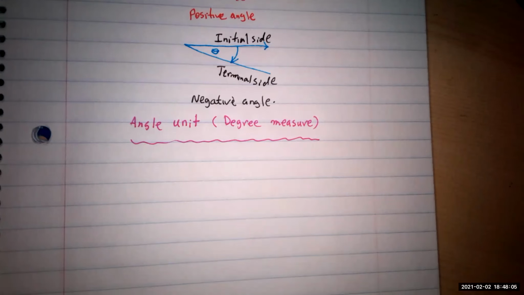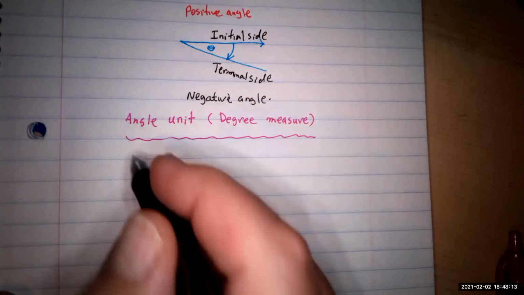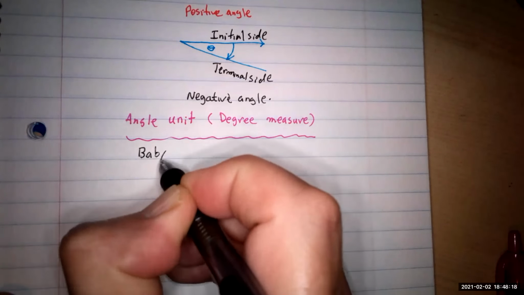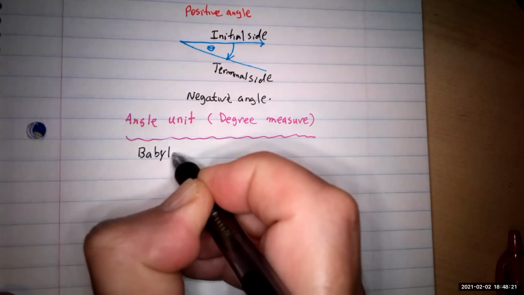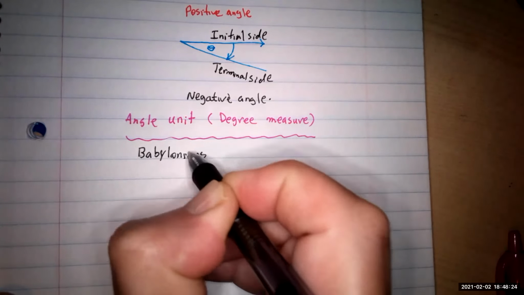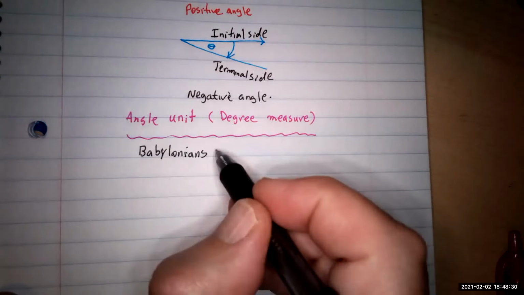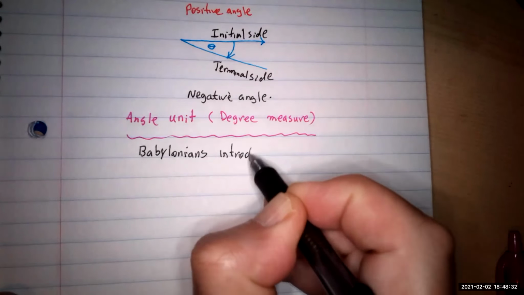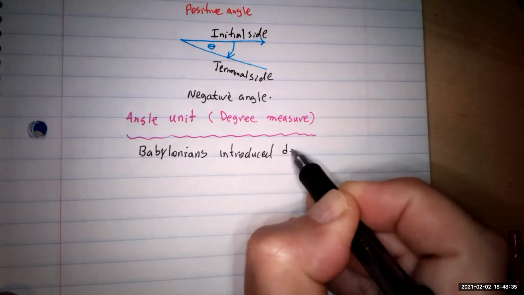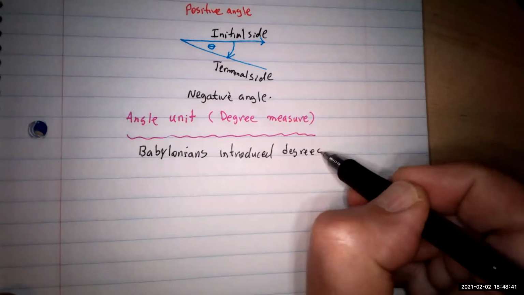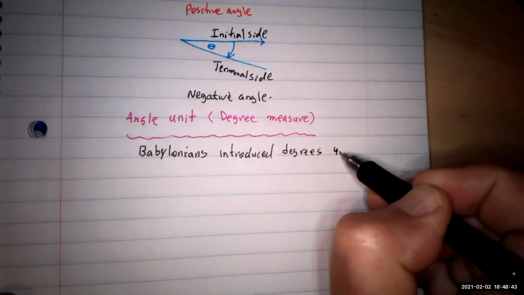Now I'm going to introduce the 1 degree, if you like. This type of interpretation was very old. It was done by, if you like, history is done by Babylon. Just a piece of history. The Babylonians introduced a degree measurement, or the degrees, something like 4,000 years ago.